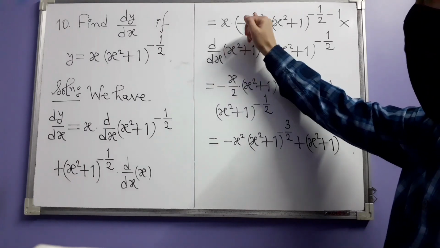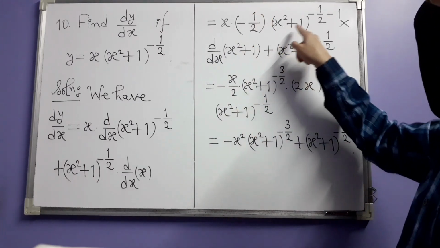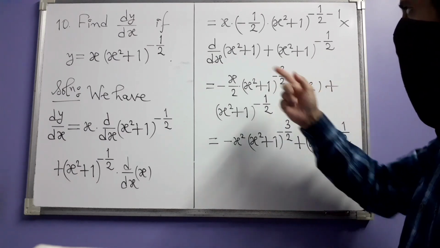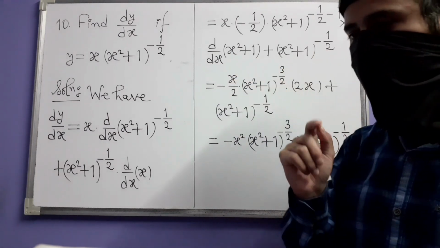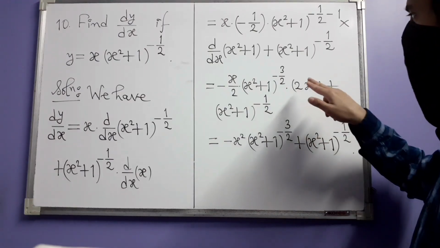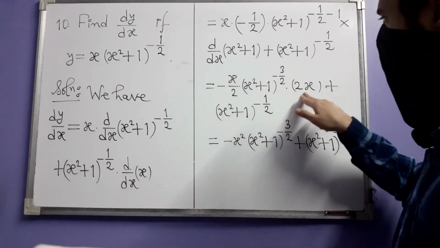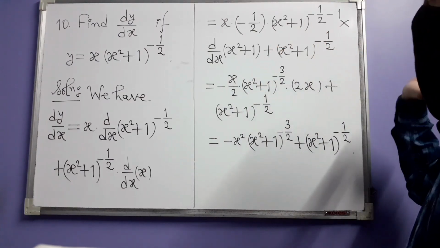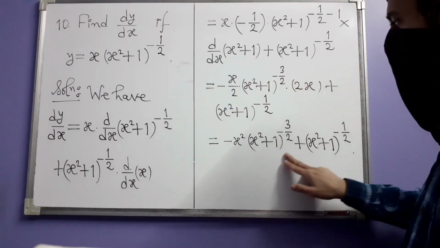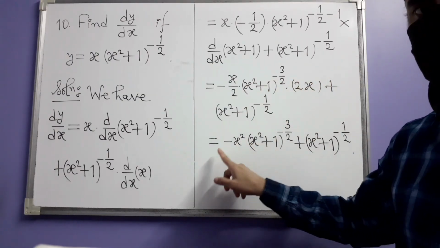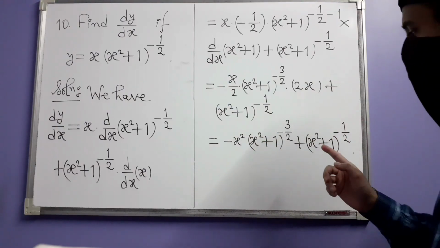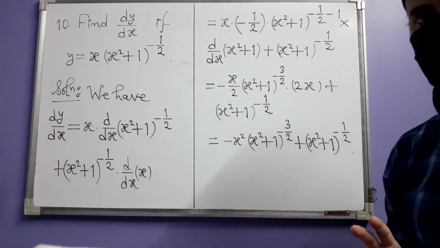You can write here minus x divided by 2, and this one will become (x² + 1) to the power minus 3 divided by 2, and the derivative of x² is 2x and the derivative of 1 is 0. So that means you multiply that with 2x plus this. Now after cancelling this 2, this is what you are left with: minus x² times (x² + 1) to the power minus 3 over 2 plus (x² + 1) to the power minus 1 over 2.